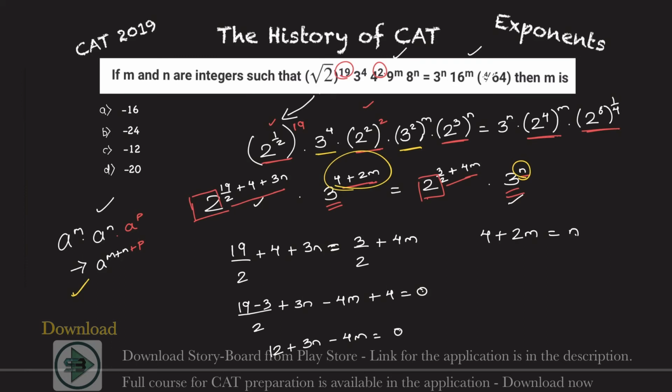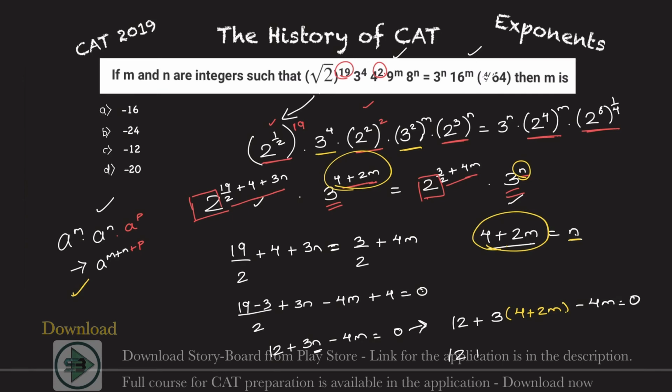That's what I get from this. Now what will I do? I already know the value of n: n is equal to 4 plus 2m. So let's just substitute it here. Everything will be in terms of m then, and I'll reach my answer. So this is 12 plus 3 into n, and n is equal to 4 plus 2m. So instead of n, I'll write 4 plus 2m, then minus 4m is equal to 0. That's what I was getting from here. Now solve and reach the answer.